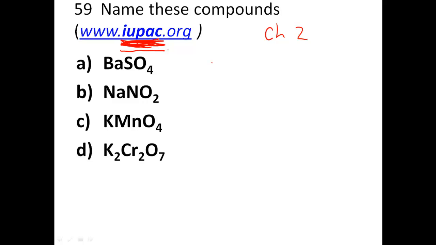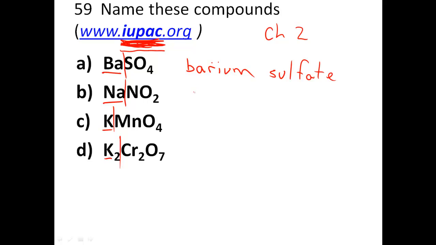Whenever you see ionic compounds, how do you know this is an ionic compound? Because you see a metal at the beginning. All of these have metals at the beginning, and then we see a negative polyatomic ion. So we're going to look at this first one, and barium is the cation, and sulfate is the anion. And since barium only has one charge, we don't have to use Roman numerals.